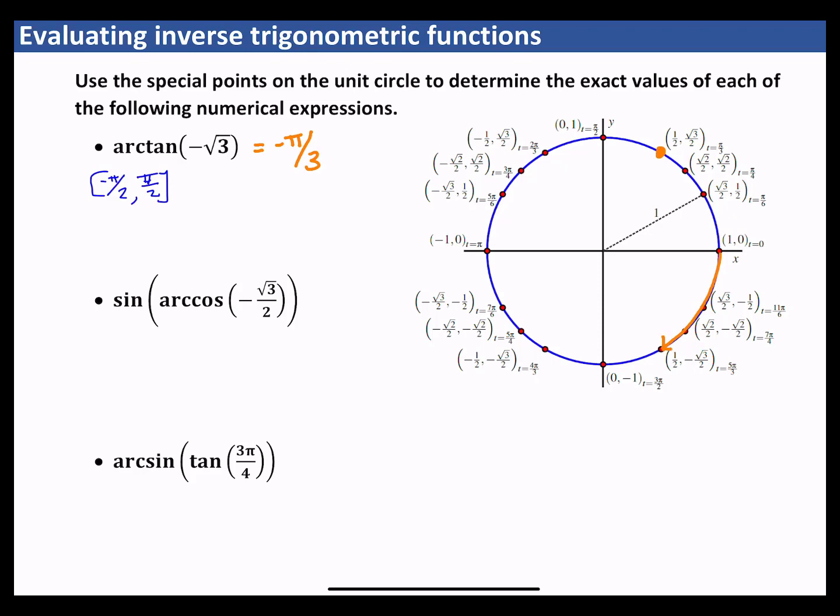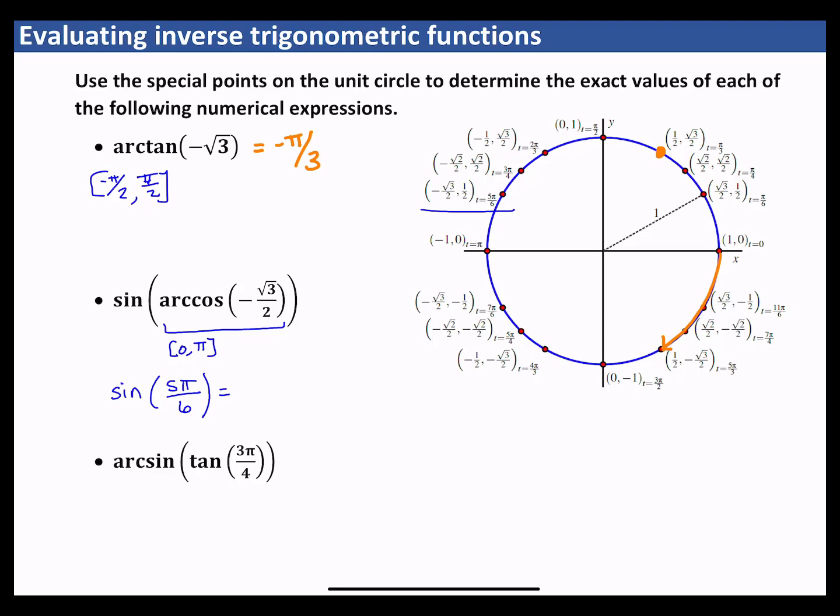All right, now we have the sine of the arc cosine of negative square root 3 over 2. So we're going to start with our inner function first. We're looking for an angle. This is an arc cosine, so an angle between 0 and pi, whose cosine is negative square root 3 over 2. And we know that that angle, looking at our unit circle, is 5 pi over 6. So now we need to find the sine of 5 pi over 6.